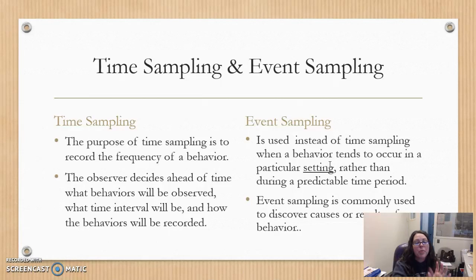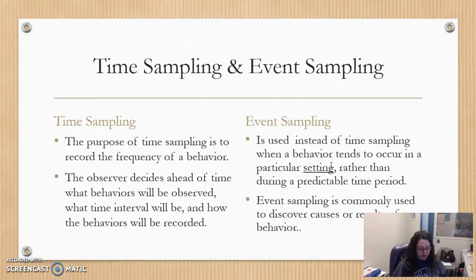So again, the purpose of the time sampling is really to look at frequency of behavior. How often is it occurring, and then when? And so that we can look for patterns around that. And then the event sampling, same thing here. Instead of sampling time, we are looking at, does the behavior tend to occur in a particular location or setting, rather than that predictable time. And again, looking for patterns. So we want to be able to do a few of these so that we have a good pattern, or can look at that.